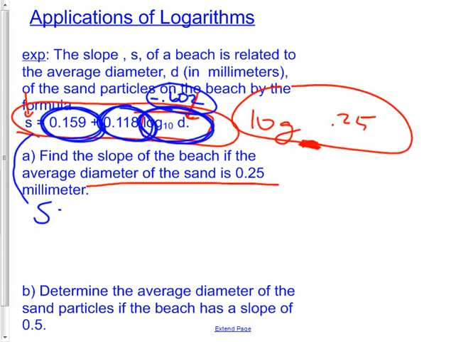What's the final answer? S came out to what? 0.088. That means the slope of that beach should be 0.088. You're not used to slopes so small, but think about it. Beaches that are pretty flat are going to have a slope close to 0, right? And that's pretty close to 0.